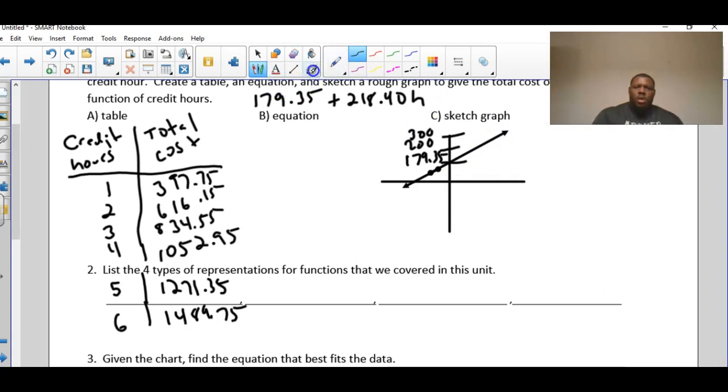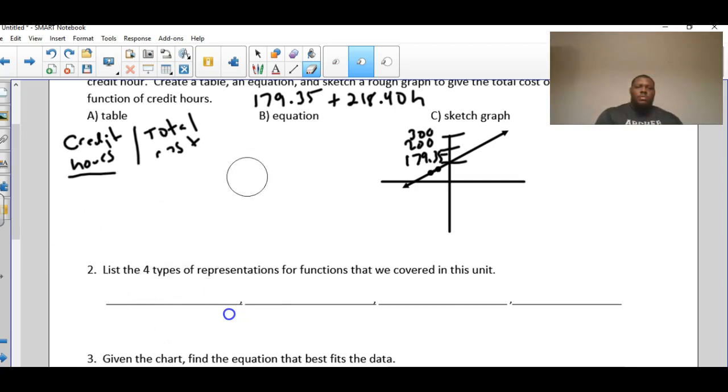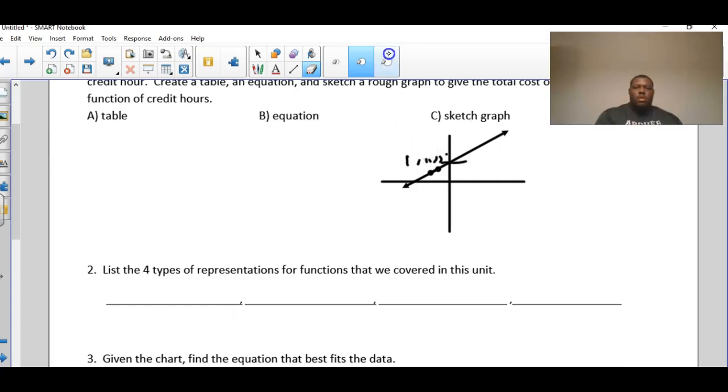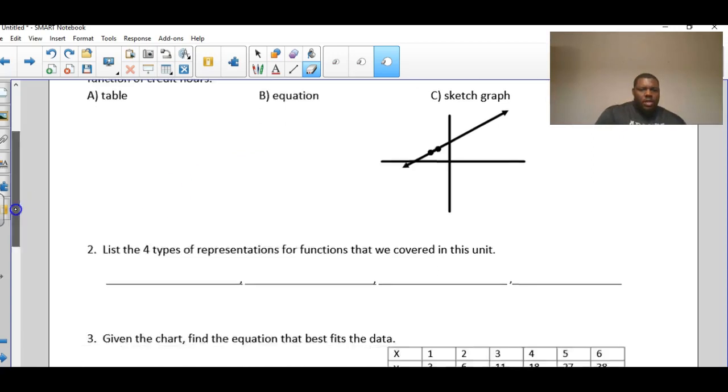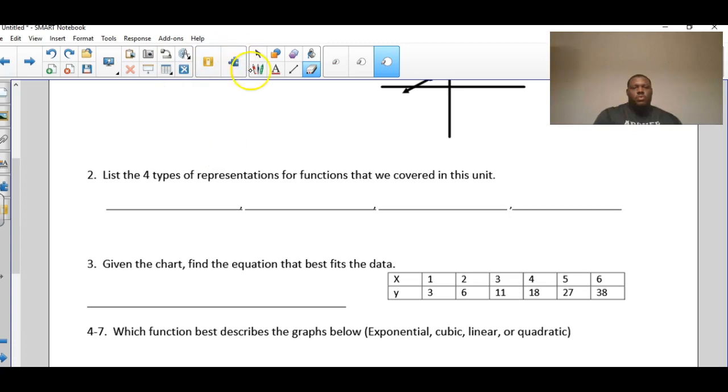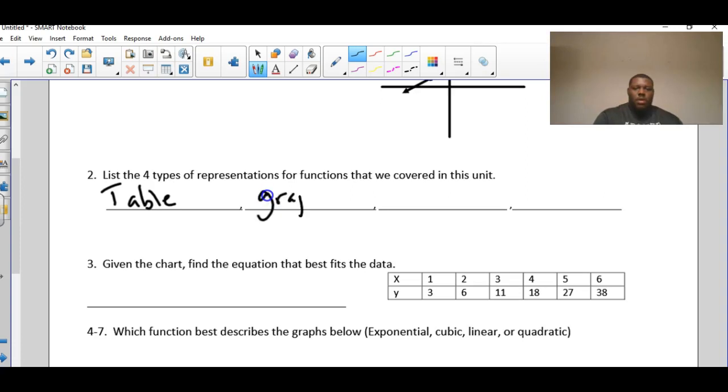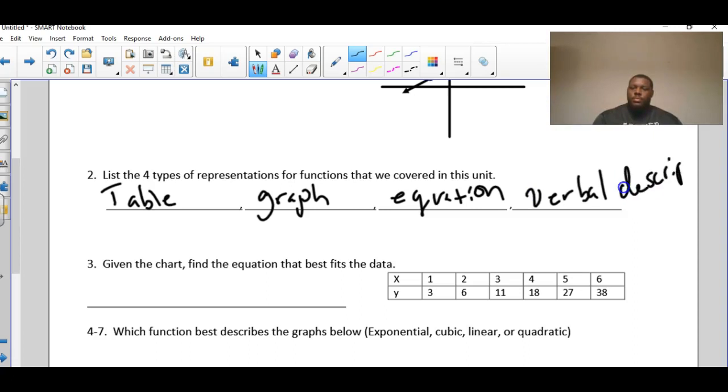All right. Now, for this next example, option 4, we got to look at: list the 4 types of representations for functions that we covered in this unit. All right, so the first one, guys, we did 3 up here. I think that's pretty simple. We made a table. We also made a graph. Well, we got the graph from an equation. And there's also, remember that quick check you did in class? I believe it was on Friday. You did a verbal description. Oops. Description, T-I-O-N. So add that to a verbal description, okay?